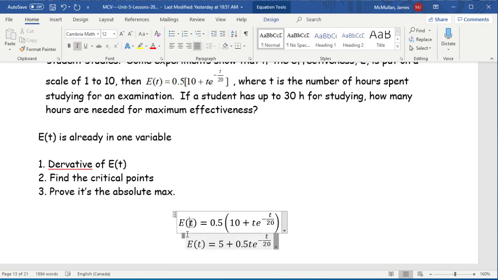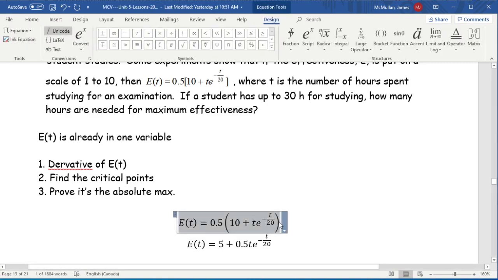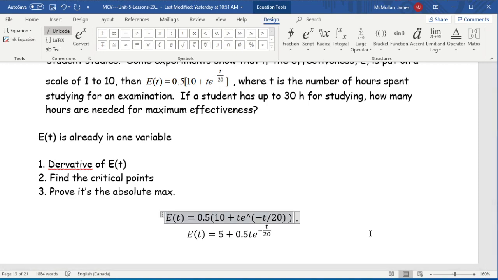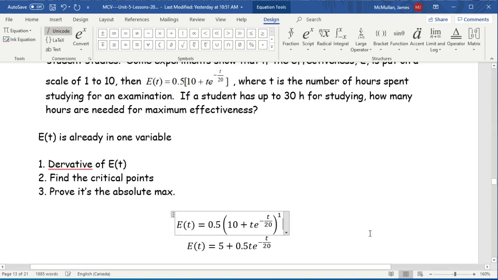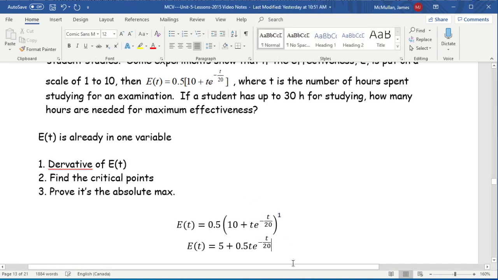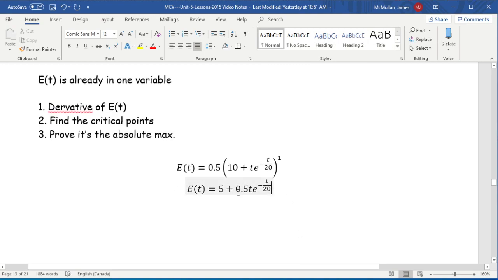Of course, you could do the first one. You could pretend there's a little 1 up there, and then you could bring the 1 down. All of this becomes a 0, and then you take the derivative of the inside. That would work, but I think it's easier to distribute here.